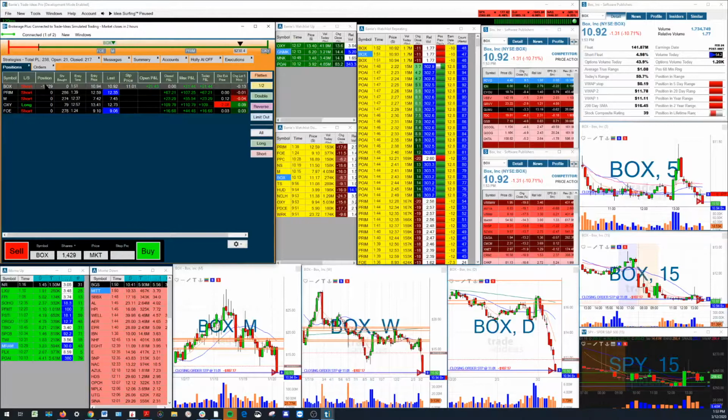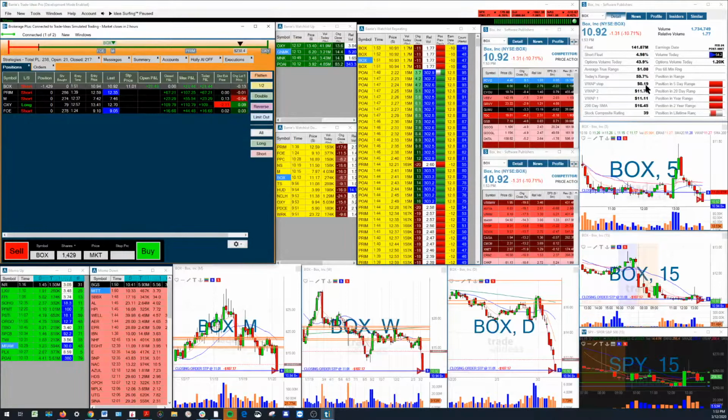Now, you see how many shares this took for Box? 1,429 shares. That's because the VWAP stop was very tight. So, if you got into a situation like that, you'd have to be really paying attention.